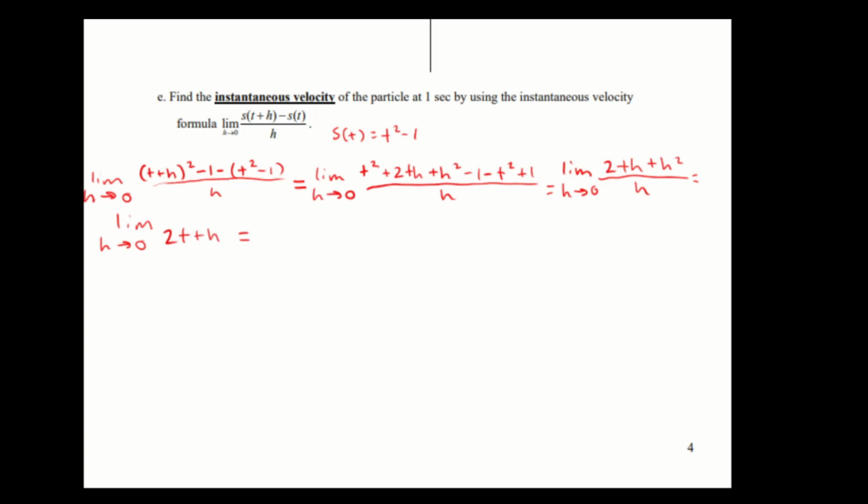And suddenly, we can plug in 0 for h without getting an undefined value. That'll just be 2t, which is equal to our velocity. Next, they're asking for the particle at 1 second. So we just plug in 1 second for our time. Our velocity at 1 second is equal to 2 meters per second. That's our instantaneous velocity.